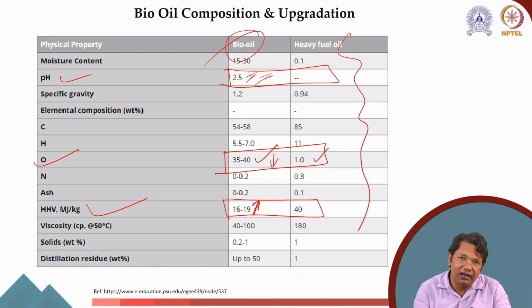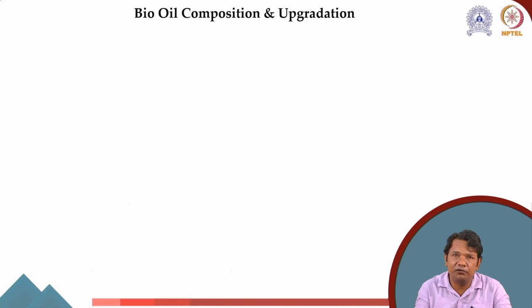Forget about using it in the engine. Using it in an engine definitely requires a hydrocarbon range fuel, but even if you want to use it in boilers, if it is acidic, it will corrode the boiler. Okay, so what we have to do, and then there is oxygen, so low calorific value. So if we remove the oxygen, we can do it. So there are different types of upgradation methods.